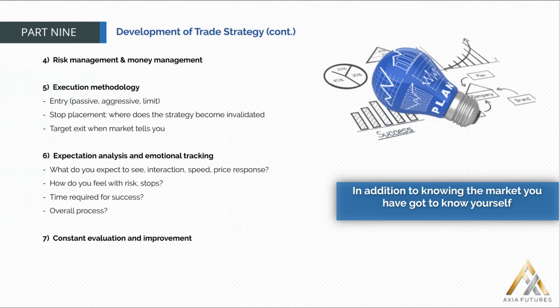Now, once you've done the execution methodology, we then move on to expectation analysis and emotional tracking. So crucial, another important section which I'm not sure many of you have thought about before. So, what is this? Well, simply, what do you expect to see? What's the kind of interaction, the speed, and the price response? We spoke a little bit about time in Module 2, and we spoke about how crucial time is at measuring the success of a trade. Remember, if you're trading a momentum type play, the time expected to see success is far slower than, for instance, if you're trading, say, a bracketing high volume area trade.